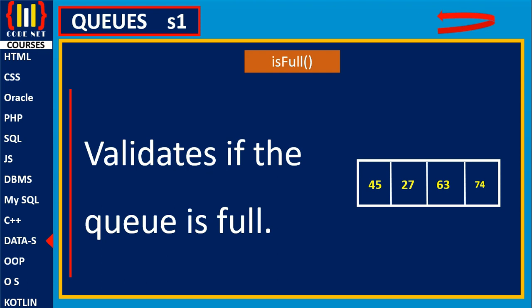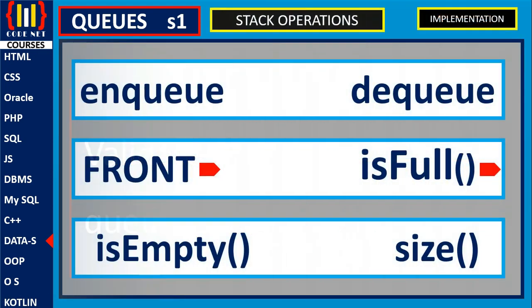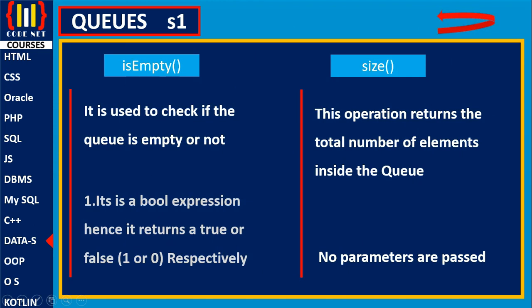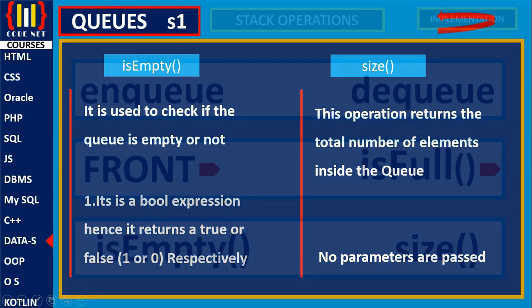Other operations when it comes to queues are simply isEmpty and size. Now size as an operation, you can tell from its definition, is an operation which returns the total number of elements in the queue. No parameters are passed inside the size operation, like we pass parameters in functions. So size doesn't need to have any parameter in between the parentheses. Another operation is called isEmpty. It is used to check if the queue is empty or not.